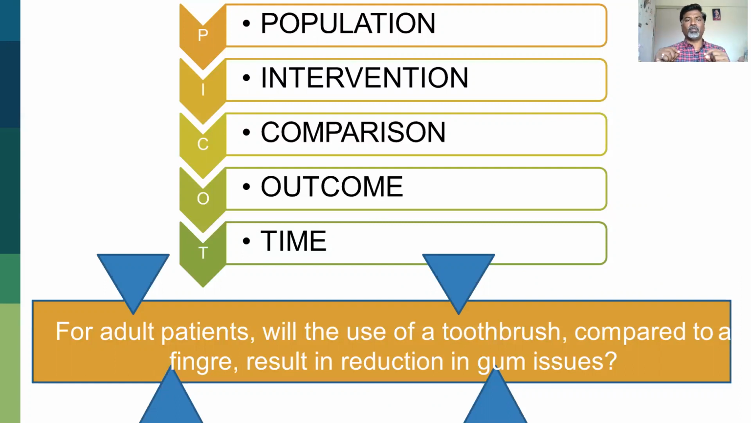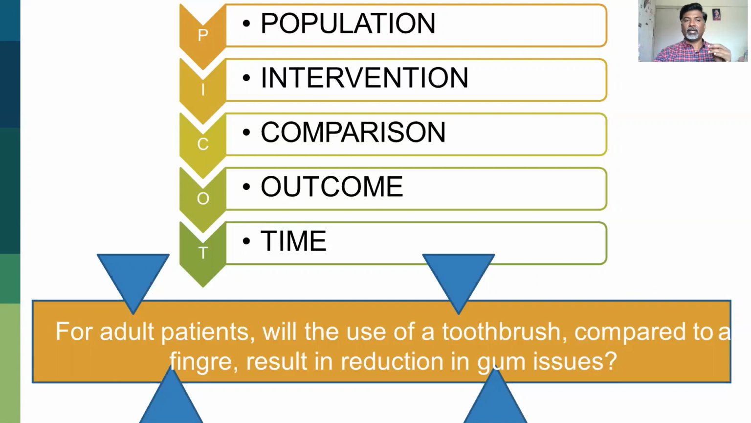So one simple example we'll see. Suppose I am doing one research for adult patients. Will the use of toothbrush compared to the fingers result in reduction of gum issues? This is my title. So what is my study? I'm going to study gum issues by taking into consideration adult patients. And what am I comparing? I am comparing the effectiveness of toothbrush and finger brush.